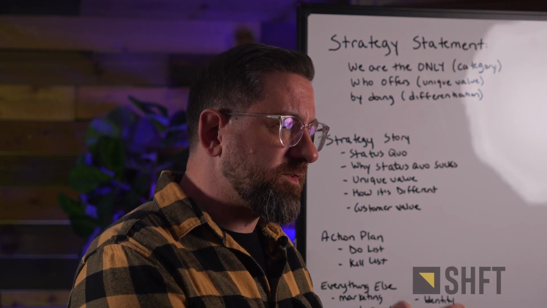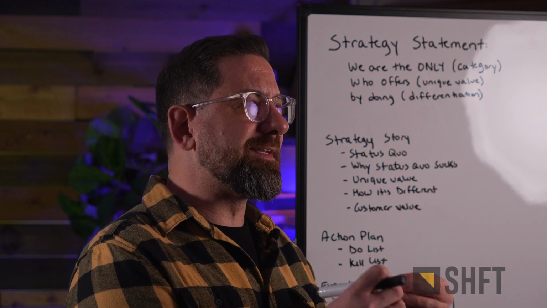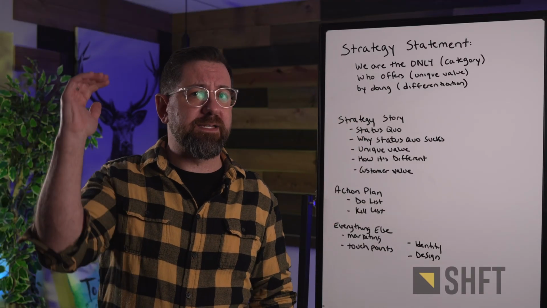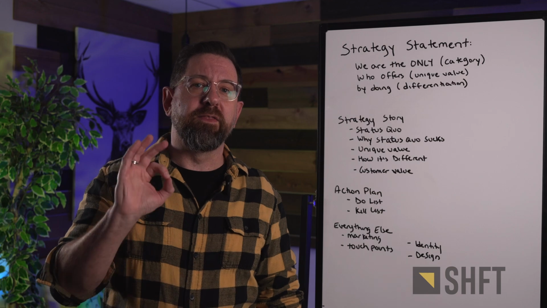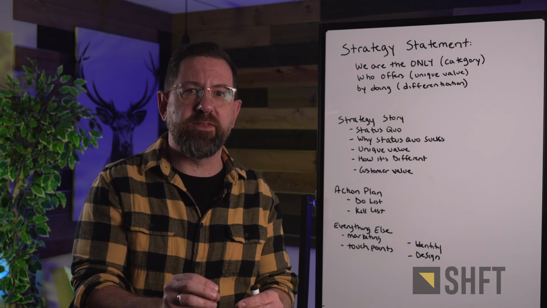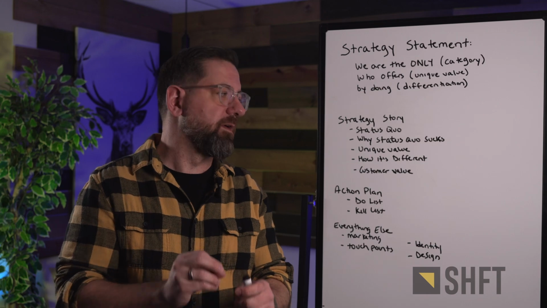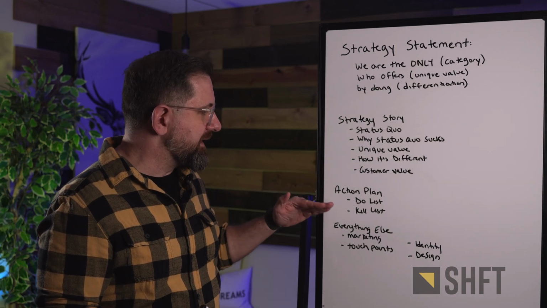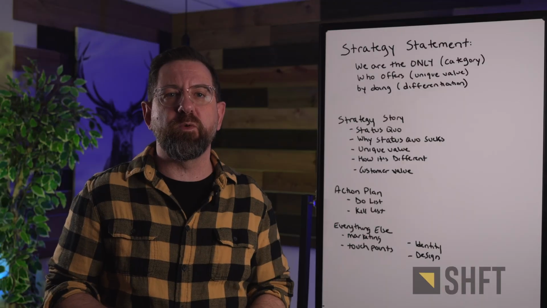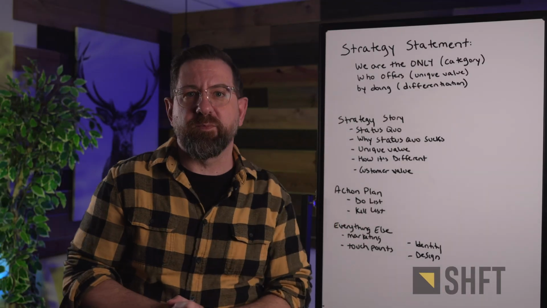This is why a strategy story is so important, is it explains the reasoning behind your strategy. And Elon did a great job explaining this is why we're creating sports cars that are electric rather than coming in and trying to compete with the Prius. Lastly, you want an action plan. What are we going to do to put this into practice?